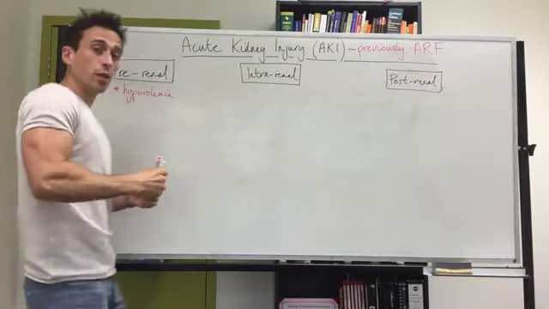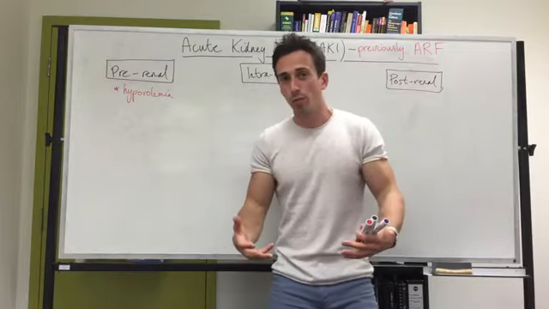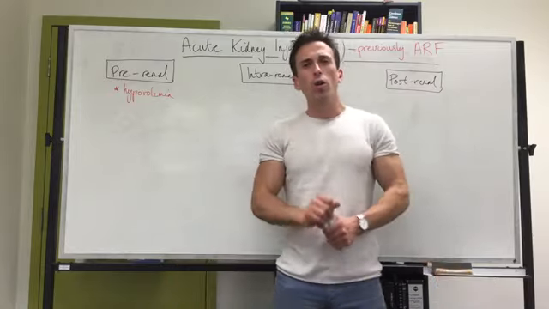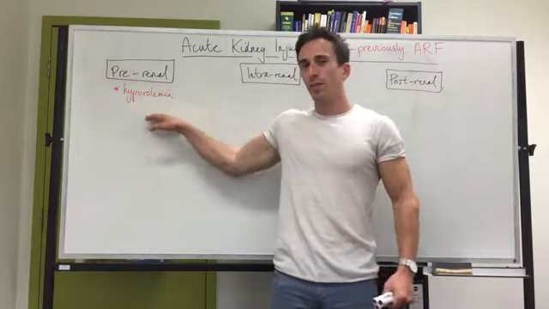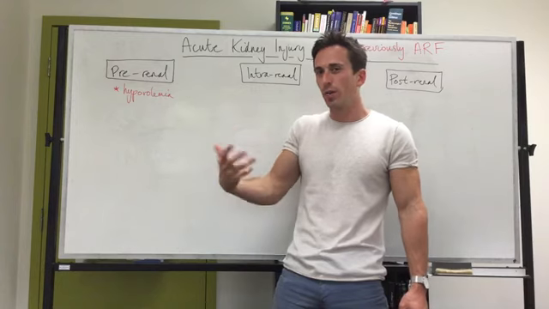Again, hypo meaning under, volemia is referring to volume. This is a reduced blood volume in your circulatory system, right? So what could cause hypovolemia? Now, does it make sense that hypovolemia can cause some sort of kidney injury, pre-renal kidney injury?